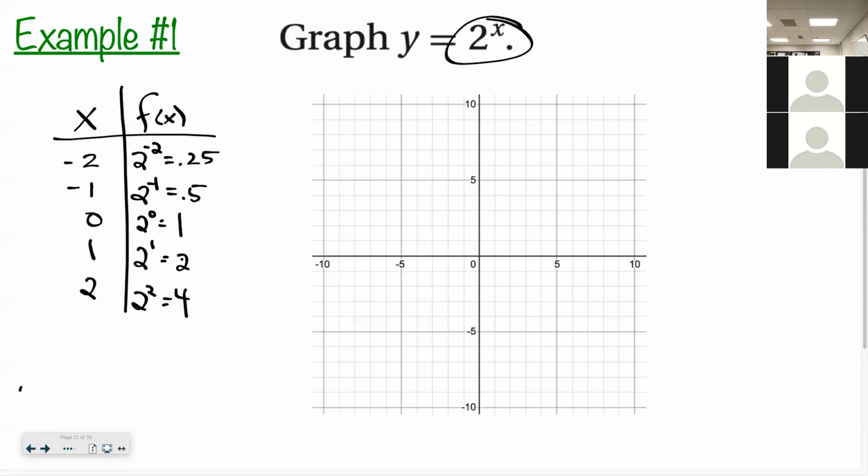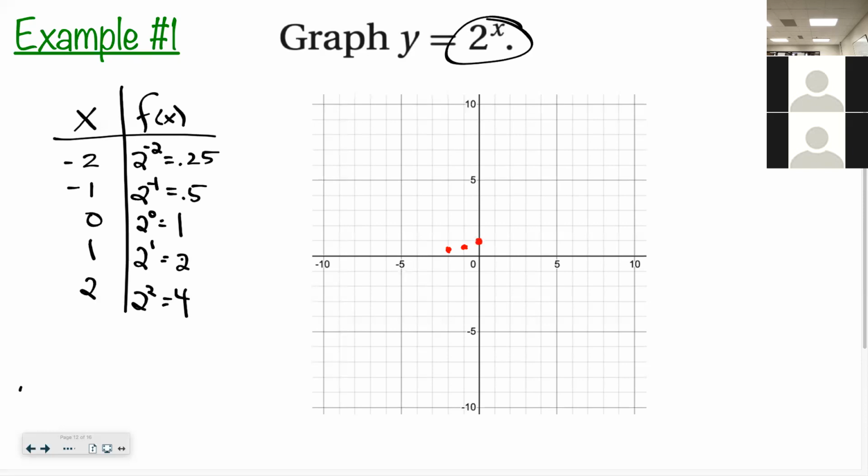0.25. I have no idea where that actually is. So I know it's between 0 and 1, so I'm just going to guess. Right there. -1 and 0.5, well, it's halfway between, so that's my guess. If you have a point that's not right on a line, just do your best and guess.